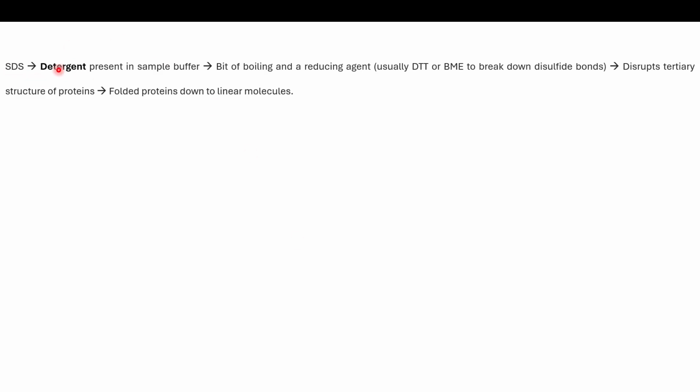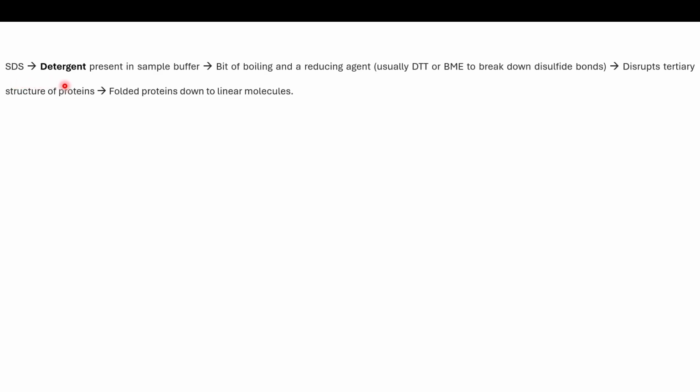Now, SDS is a detergent present in the sample buffer. It is also present in the running buffer, which is TGS: Tris, glycine, and SDS. And in the sample buffer, the sample will be running through the gel definitely, but you have to prepare the sample also. So you add a certain kind of dye, right? We looked at bromophenol blue and those dyes, which help in tracking how far the sample has run on the gel, or how long you have to run the gel so that you can visualize your sample of interest properly.